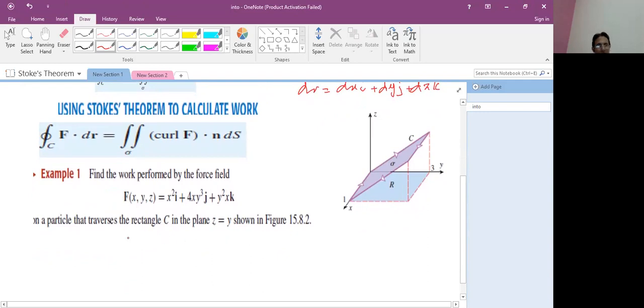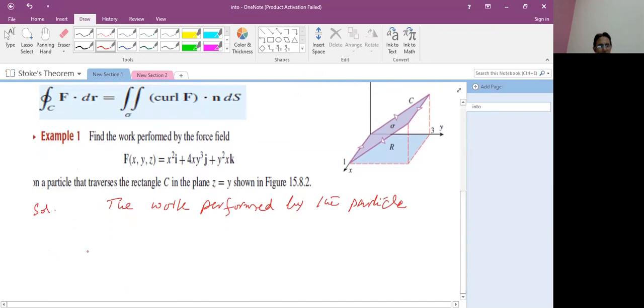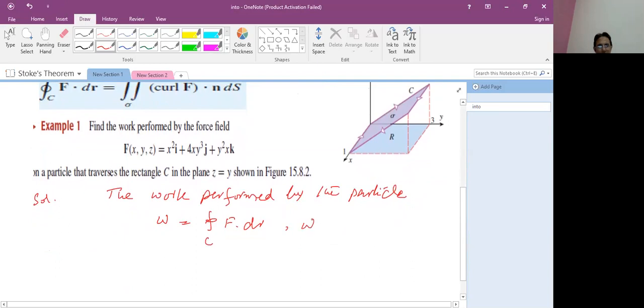So student, when we find the solution, the work performed by the particle, W, is equal to the closed line integral of F dot dr. Or in another way, W is equal to the double integral over sigma of curl F dot n cap dS.